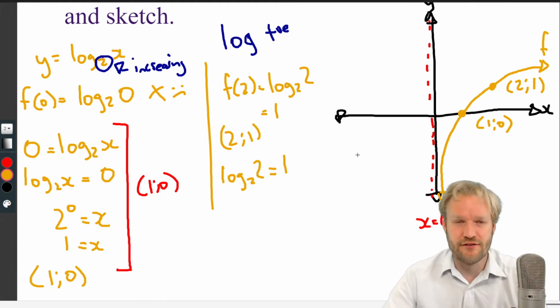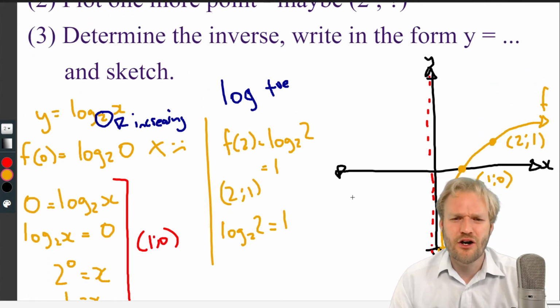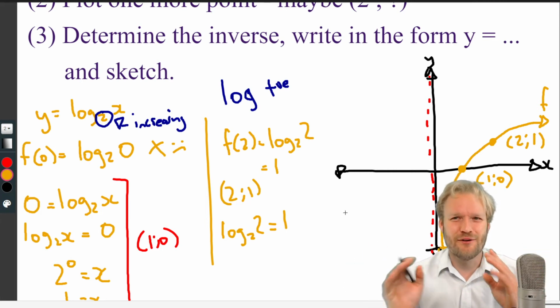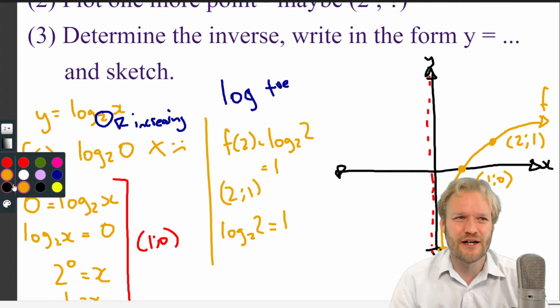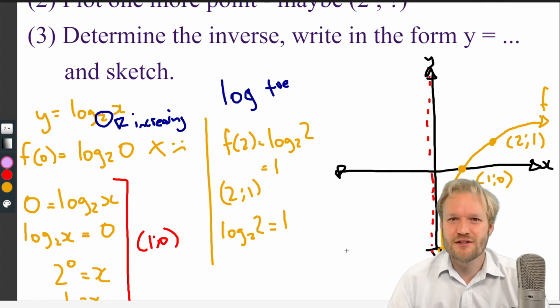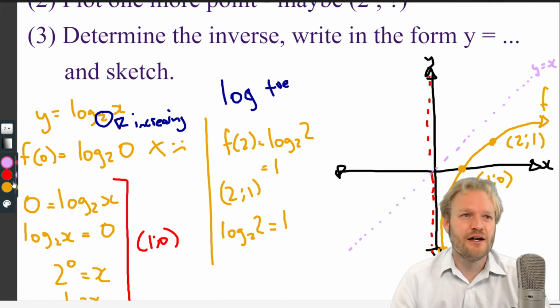Okay, now let's draw the inverse. So for our inverse, what do we know about inverse functions? Well, we know that what is x is y, what is y is x. And we know that it's a reflection about the line y equals x. So let's do this here. y equals x. It's going to reflect about that line. Let's show that. And for our inverse, we know that what was y is x, what's x, y.